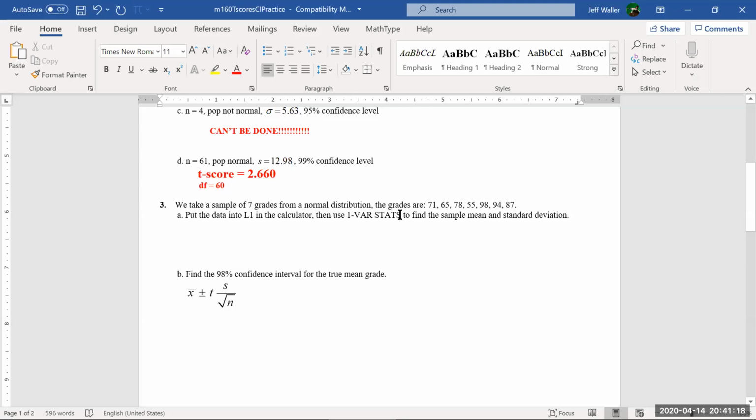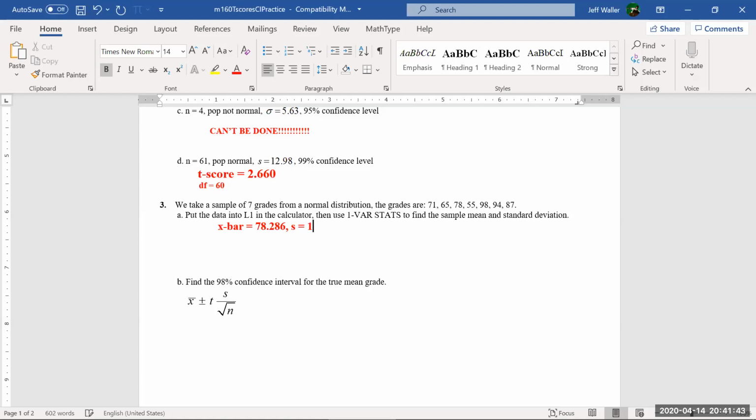Then I got one var stats, and it tells me that X bar is, let me make this red and bold and big. Okay, X bar tells me is 78 point, I don't tell you how many decimal places, so let's do 3, 78.286. And I know that S is 15.724.